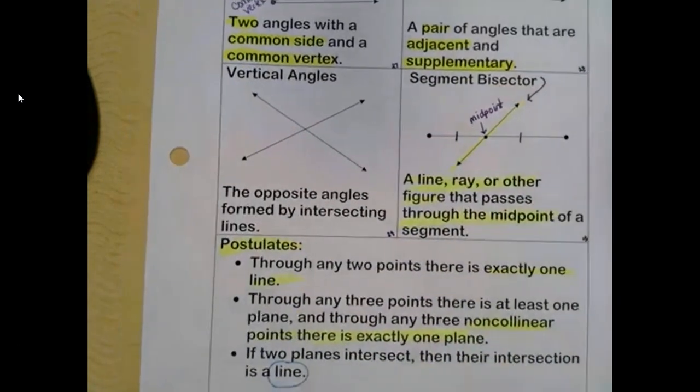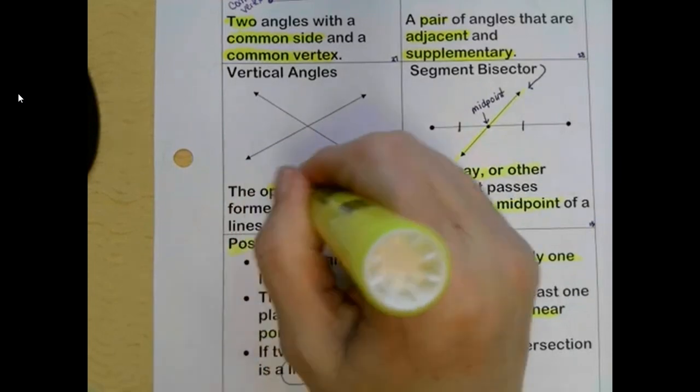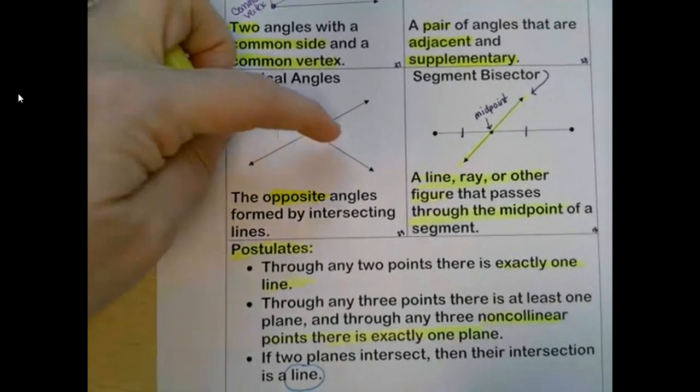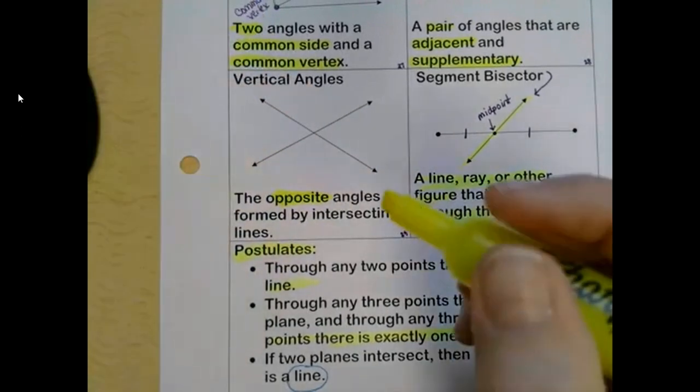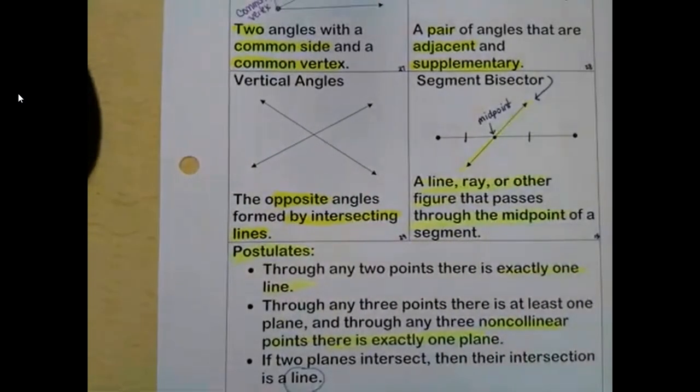Next, we have vertical angles. Vertical angles are the opposite angles, so here and here, or here and here, the opposite angles formed by intersecting lines.